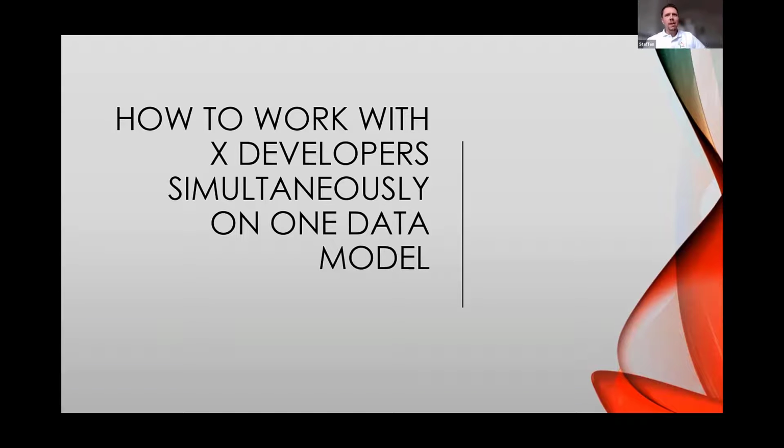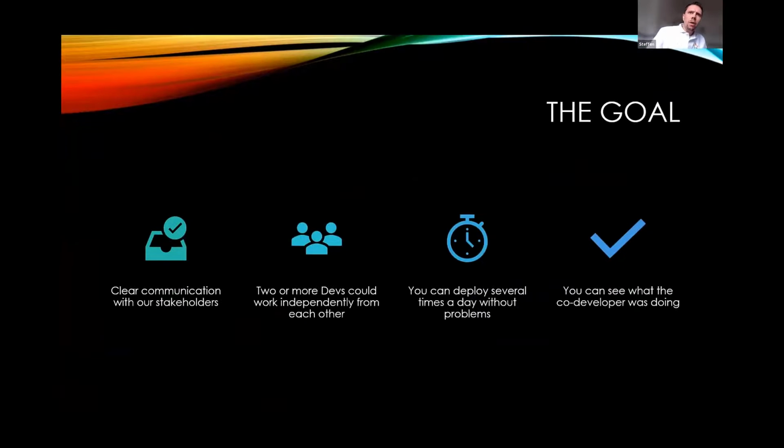Okay, back again. Hello. Now I want to show you the last part of our session: how to work with several developers simultaneously on one data model. So, what is our goal? Our goals are clear communication with our stakeholders. We have one email address for all developers, and all requests end up there. So we have an overview of our workload at all times.